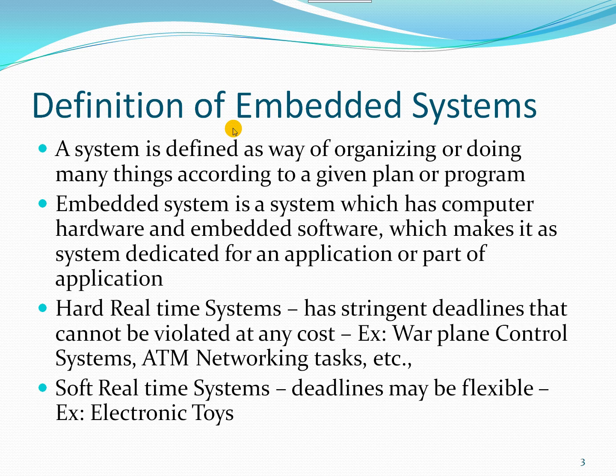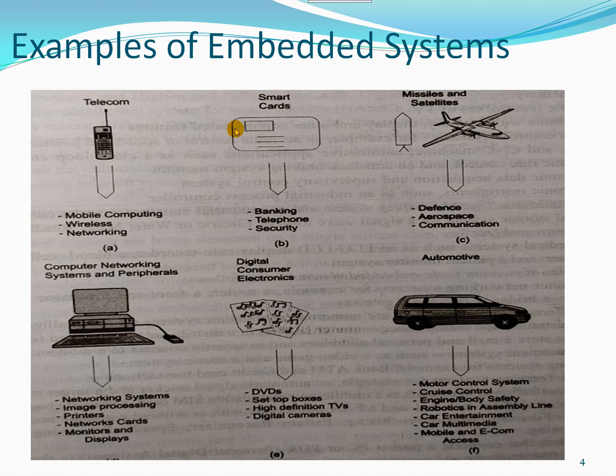For example, we have electronic toys. Whenever the toy is being executed, the toy may have some real-time constraints. Sometimes those real-time constraints may not be met, but it won't lead to any catastrophic events. In such a way, the electronic toy may be given as a soft real-time system.